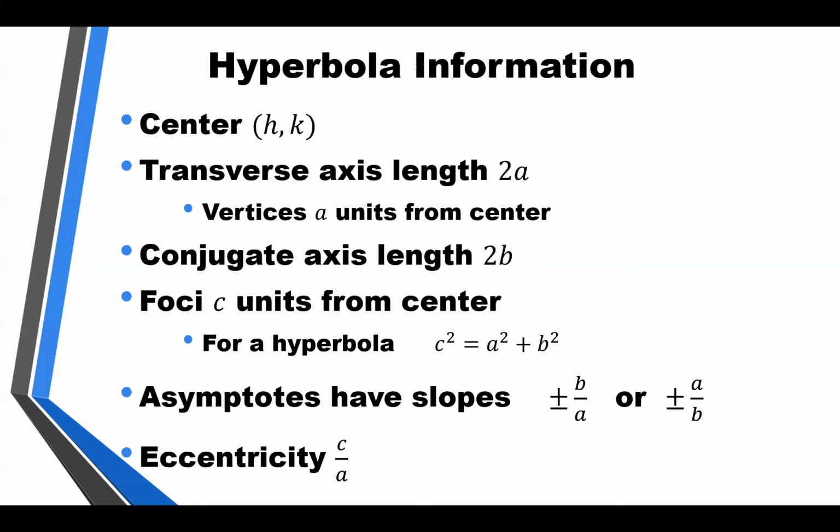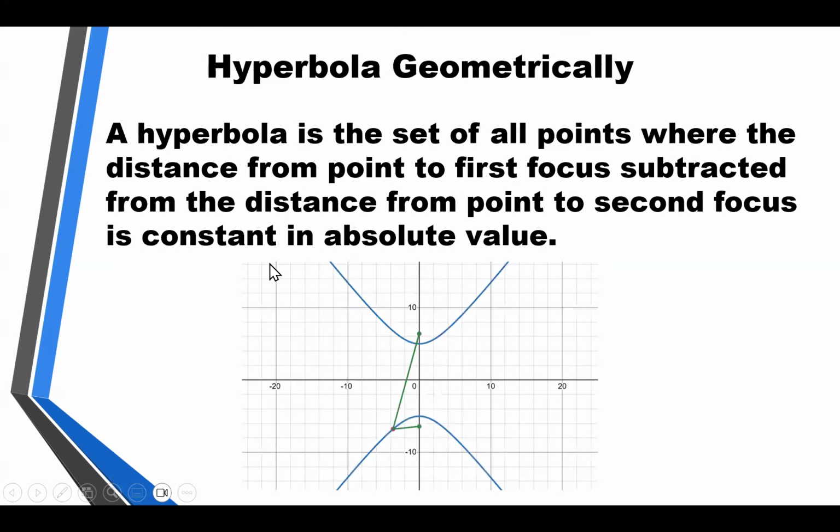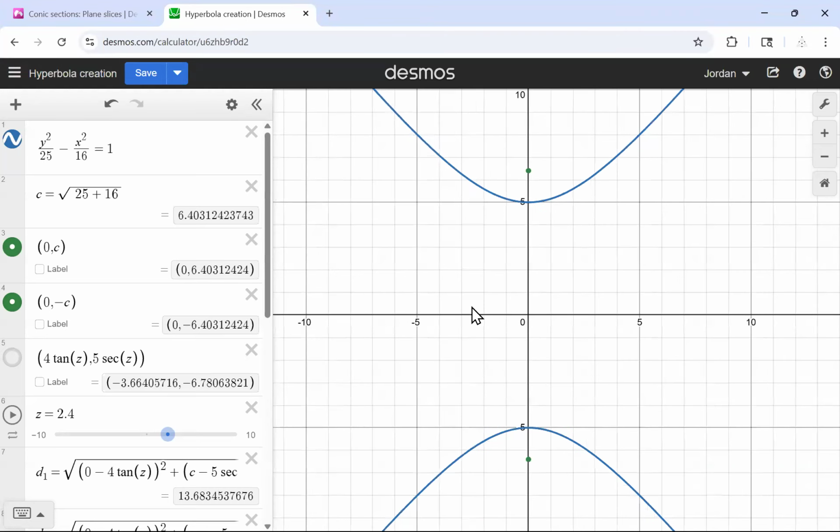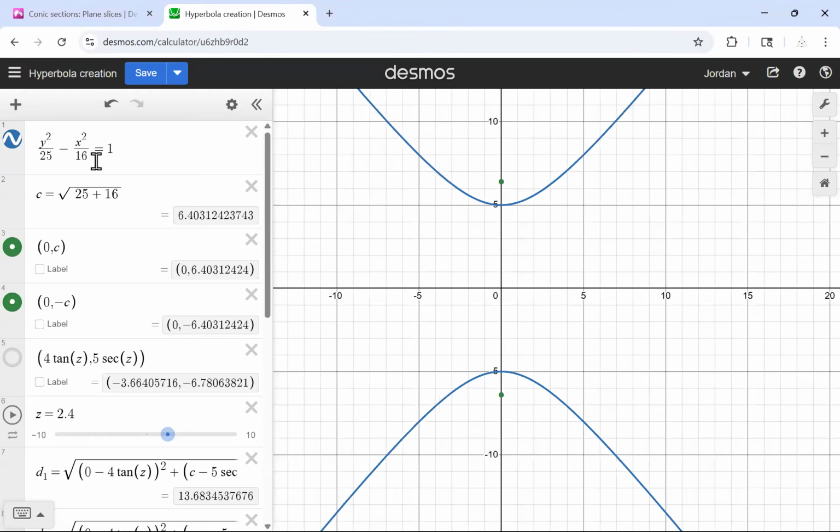Let's do a graph of a hyperbola so we can label this information, but then also we'll talk about what a hyperbola is geometrically as well. So what I've done is I've graphed a hyperbola. And my hyperbola is y squared over 25 minus x squared over 16 is equal to 1. So it's a hyperbola centered at the origin.